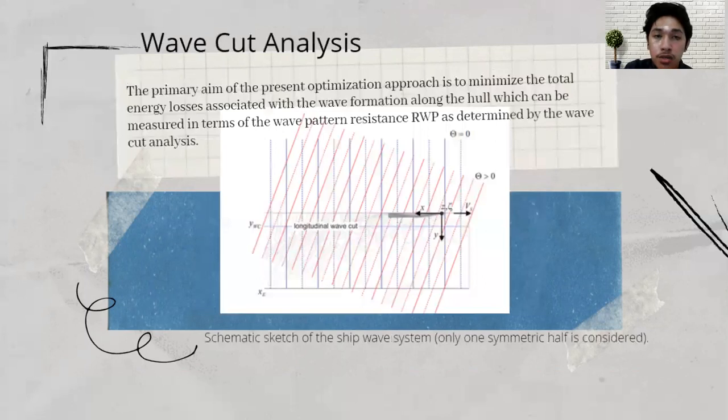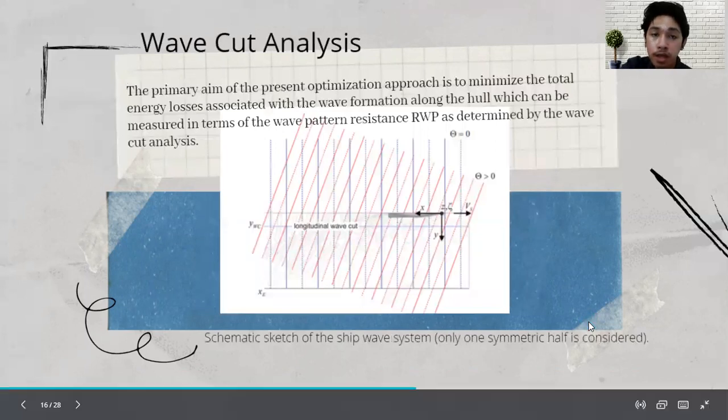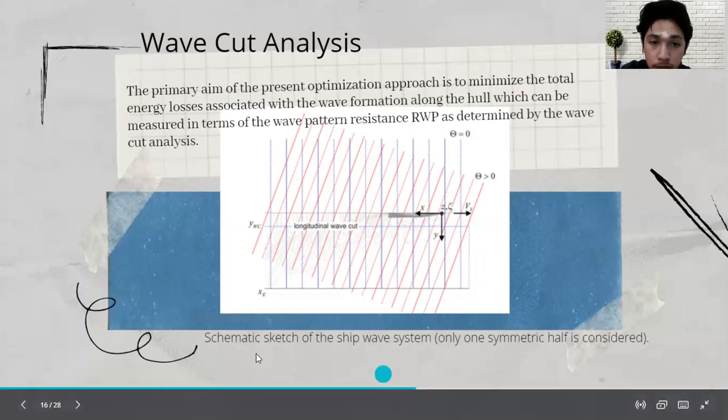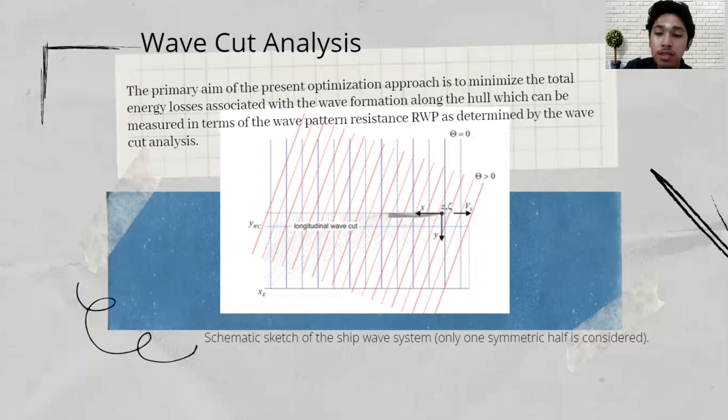So after that, we gain the wave cut analysis, which is the primary aim of the present optimization approach: to minimize the total energy losses associated with the wave formation along the hull, which can be measured in terms of the wave pattern resistance. So yeah, as we can see right here, the schematic sketch of the ship wave system, only performed in the symmetric half that is considered.